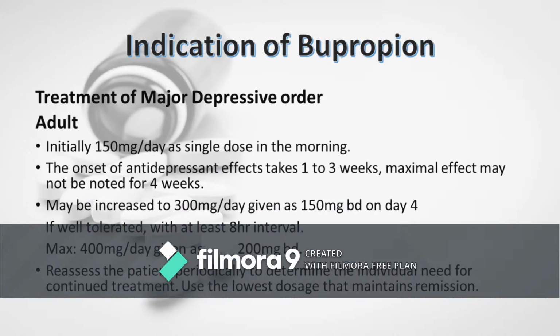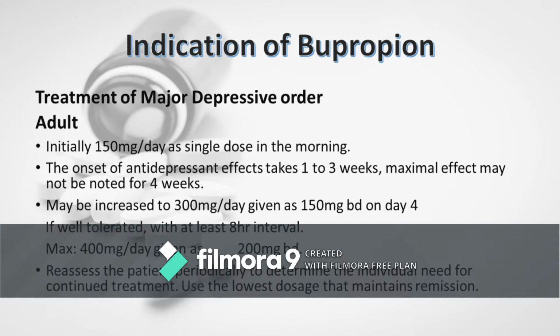Okay, so as mentioned in the uses, we're going to look into how bupropion is indicated for treatment of major depressive disorder in adults. We start off with 150 mg as an initial single dose in the morning. Once administered, the medicine might take 1 to 3 weeks to show its antidepressant effect, as mentioned before, and sometimes the maximal effect can be seen in the 4th week.